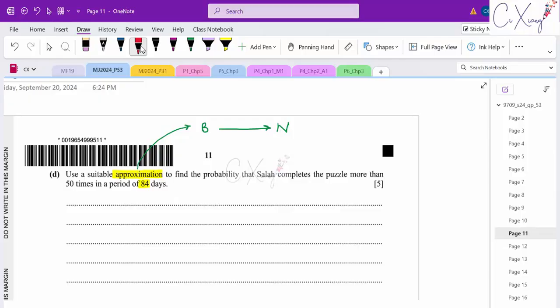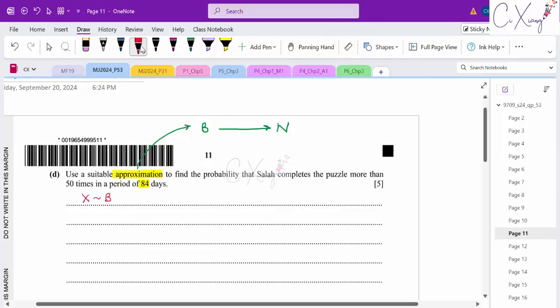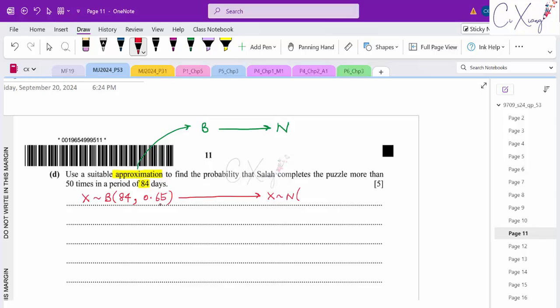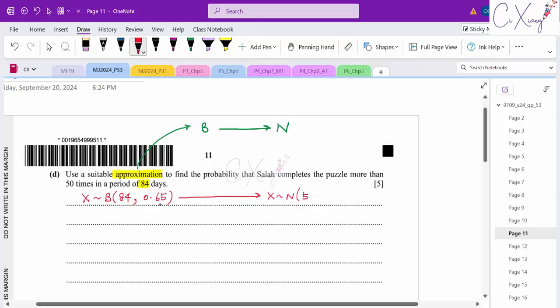Originally we have a binomial distribution where n is 84, and the probability of completing the puzzle is 0.65. I want to change it to normal. To change it to normal, the first parameter in the bracket of the normal is the mean. To get the mean, you take n multiplied by p. So n multiplied by p, you get 54.6. Just for your information, we get it by using n times p. This is the n, and this is the p.